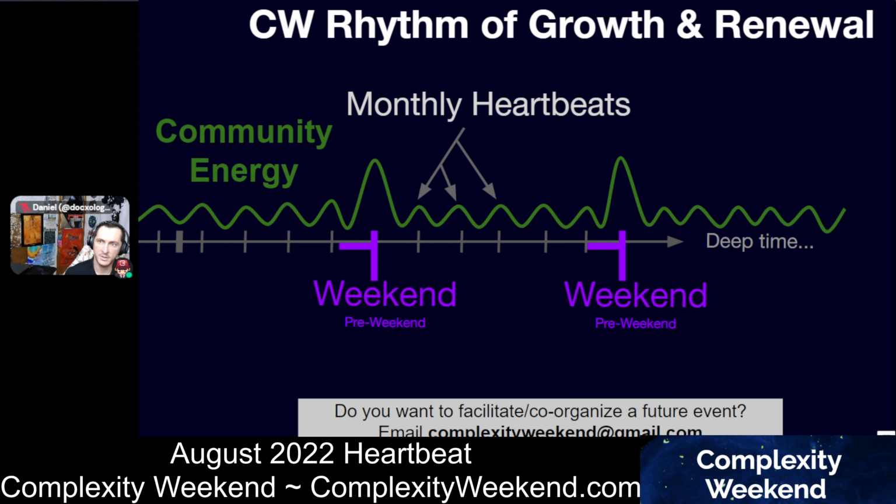The smaller peaks are the monthly heartbeat events. So those are in the months in between the weekends. And then the larger peaks of community energy are the weekend experiences. So here would be like the April weekend, and then here's heading into the September. And the bar leading up to the weekend is the pre-weekend period. And so it's actually awesome that today we're kicking off the pre-weekend for the September 23 to 25 weekend.